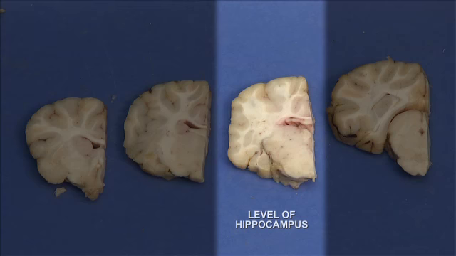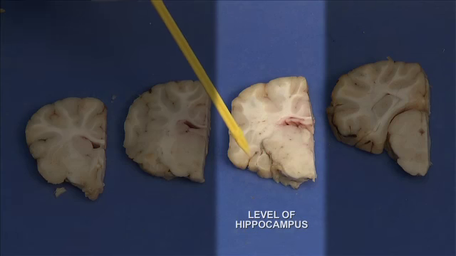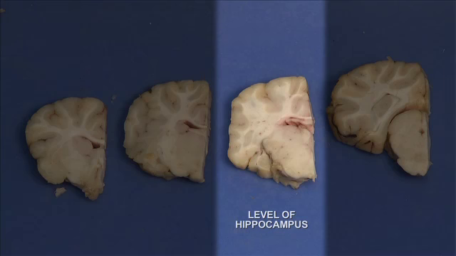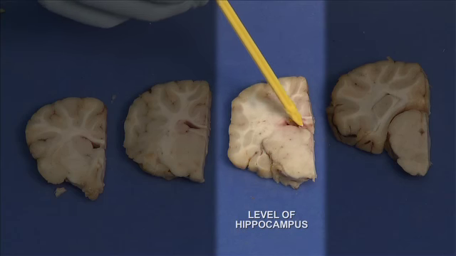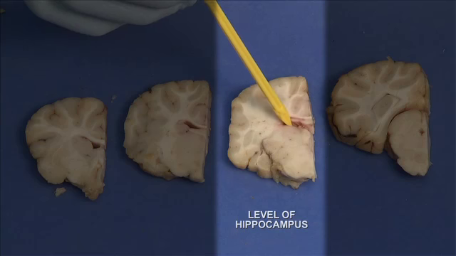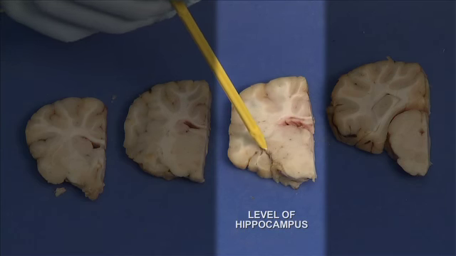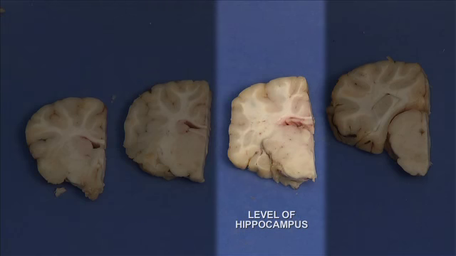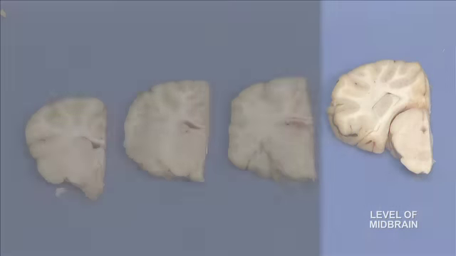Third coronal section will be the level of the hippocampus. So this is very caudal part of the hippocampus here. So let's review some structure which we saw in previous sections. Gray matter, white matter. So this is lateral ventricle still. And so here is hippocampus. And again, this is caudal part of the hippocampus.